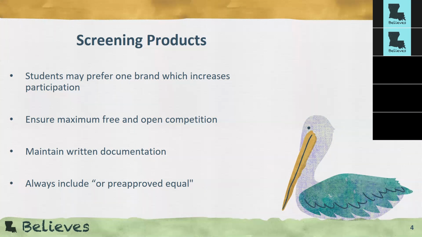So if the decision is made to use a brand name specification, the SFA should have written justification that supports the brand. And you always have to remember to include the "or pre-approved equal" to give prospective vendors the opportunity to present their product to the SFA for consideration.